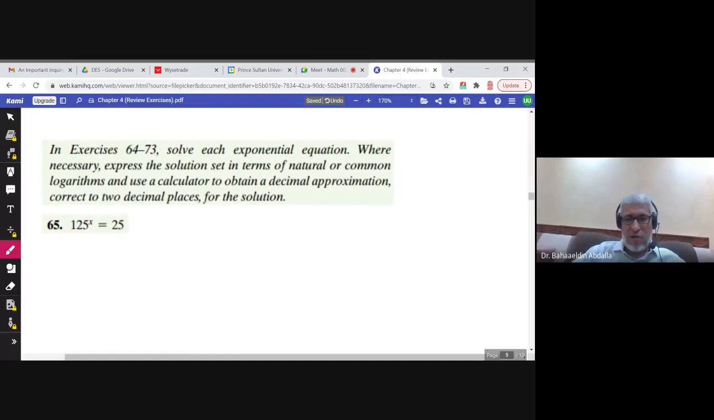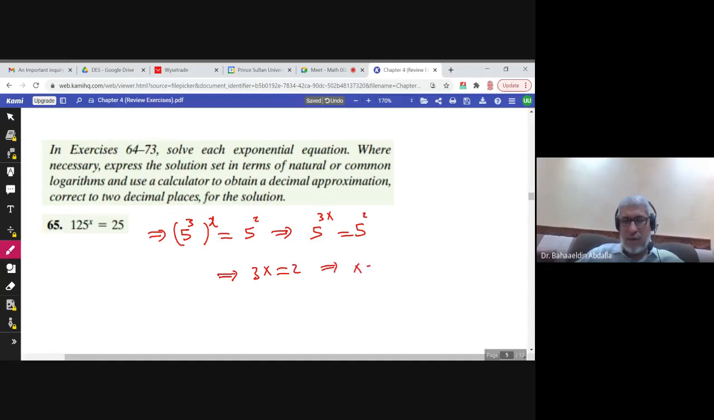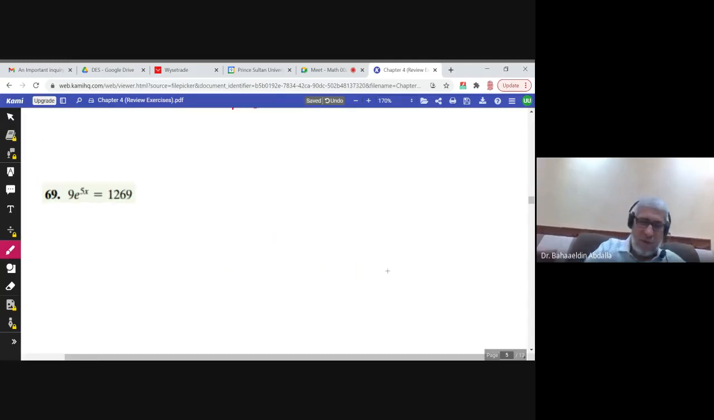Solve each exponential equation. These are exponential equations. You can write each base here as 5 to some power. 125 is 5 to the power 3, and 25 is 5 to the power 2. If you find 5 to the power 3 by the calculator, you will get 125. So now if you use the properties of exponents, 3 times x you multiply equals 5 to the power 2. Now the base is equal, so the powers are equal, and x is 2 over 3.